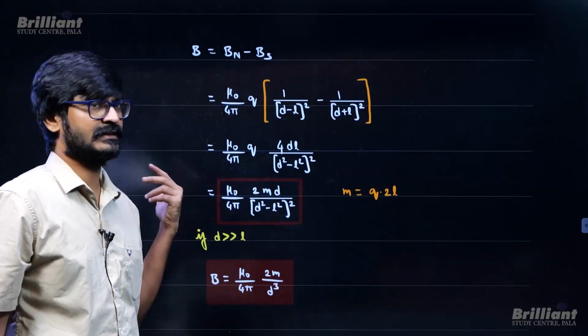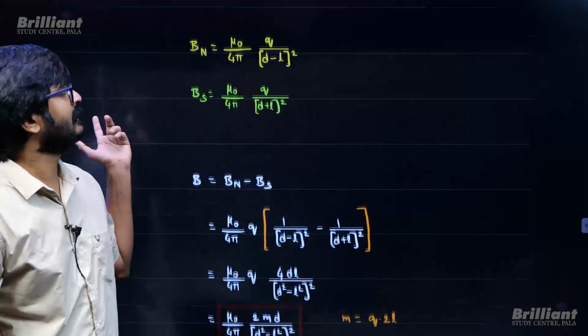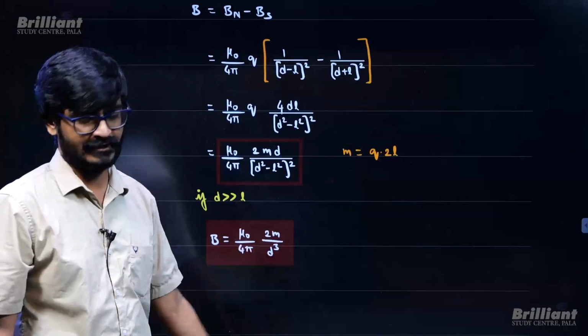That makes sense because that's the place from where we started this entire theory, right? So if there is a bar magnet, if you want to find the field on the axis at a far away point, then it looks like 2kp by r cube.